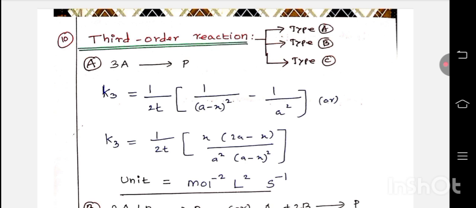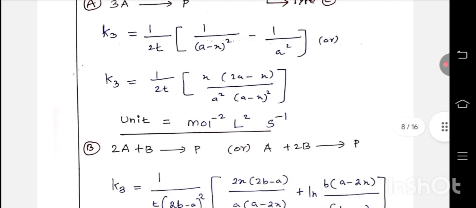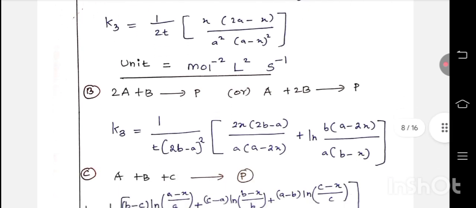Therefore, rate constant K3 equal to 1 by 2T into 1 by A minus X square minus 1 by A square, or K3 equal to 1 by T into X into 2A minus X divided by 2 A square into A minus X square. The unit of the type A, mole minus 2 liter square second inverse.